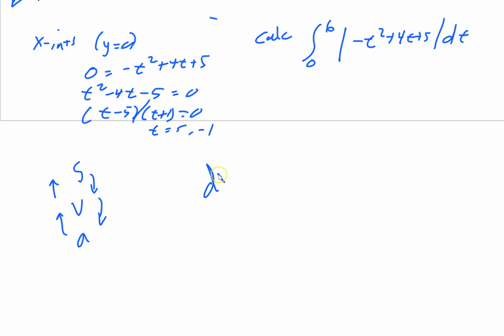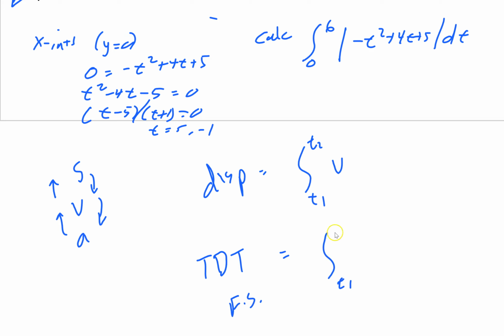If I want displacement, that's just a straight-out easy integral from T1 to T2 of your velocity function. If I want total distance traveled, that's the annoying one. That's in your formula sheet though. That's T1 to T2 of the absolute value of the velocity function. That's the hint that if you do it without a calculator, you have to break it up. If I want the absolute value, you have to break it up and do the separate ones. So that's that lesson.